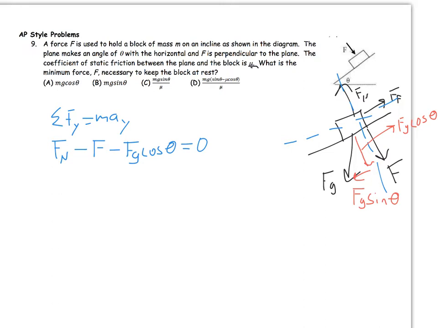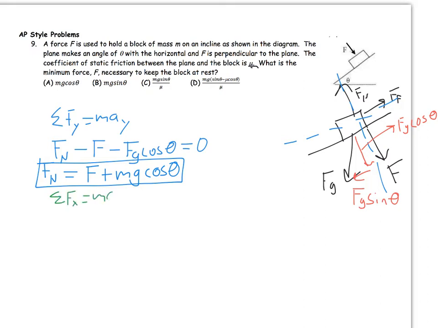So I'm going to go ahead and solve for my normal force. My normal force is going to be equal to F plus Fg cosine theta, but I'm going to substitute in mg cosine of theta. In my x direction, I'm going to set up my forces as well. So in that direction, I have the force of friction going up the incline, so I'll make that positive, although you could make it negative, minus Fg sine of theta going down the incline, and that's going to be equal to 0 because the object is remaining at rest.